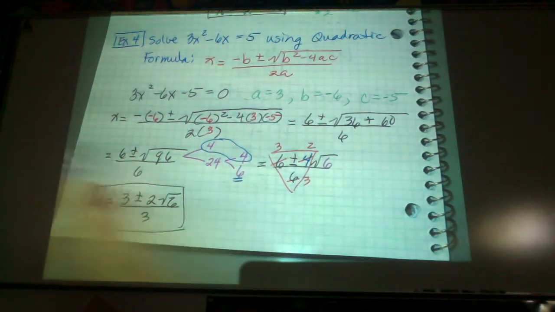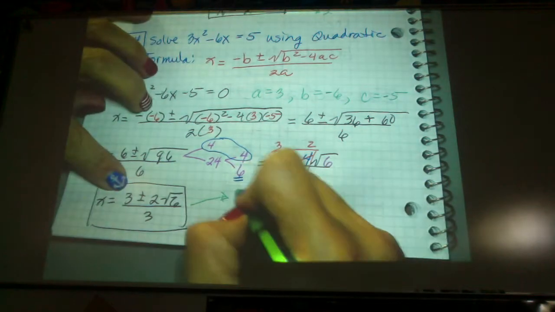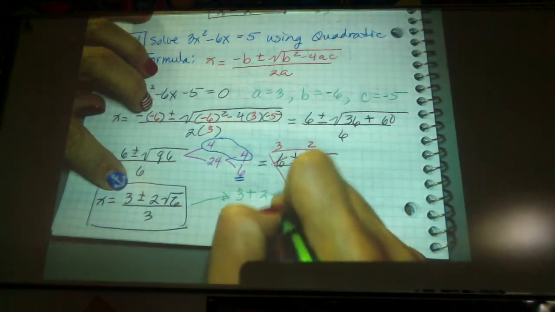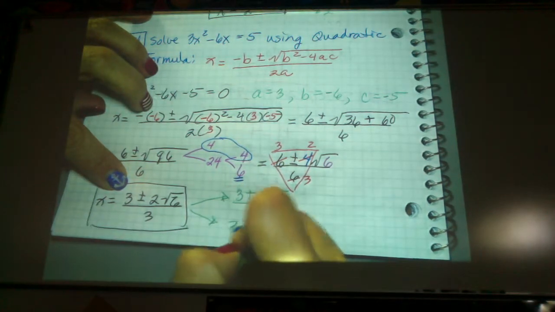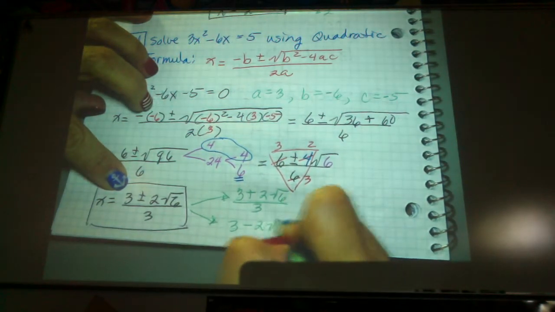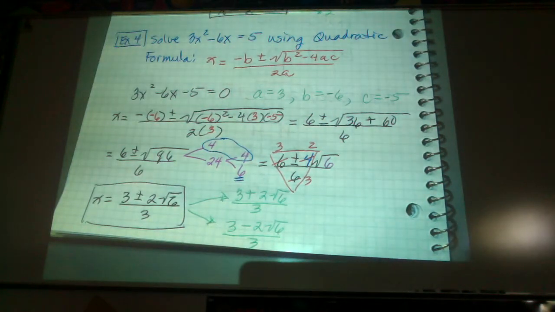Math XL, most likely, they want the exact answer, will want the following 2: 3 plus 2 radical 6 over 3, and 3 minus 2 radical 6 over 3. Those are the 2 exact answers. That's where this graph crosses the x-axis. And we could calculate that decimal out on our calculator and check it if you wanted, but we're going to skip that on this one.